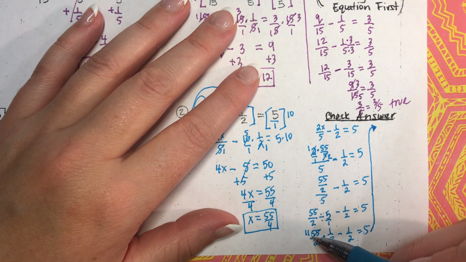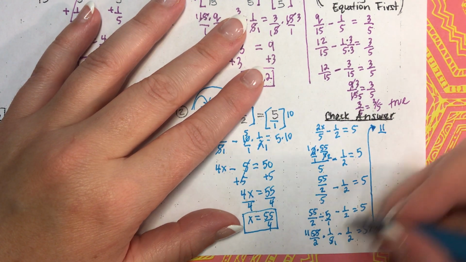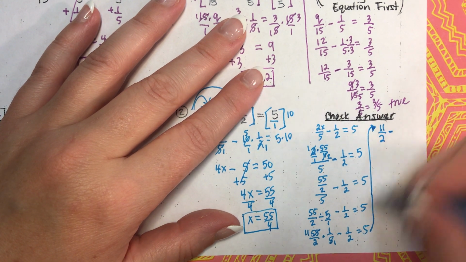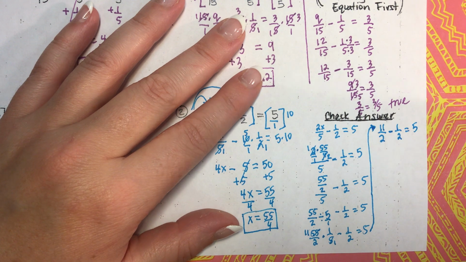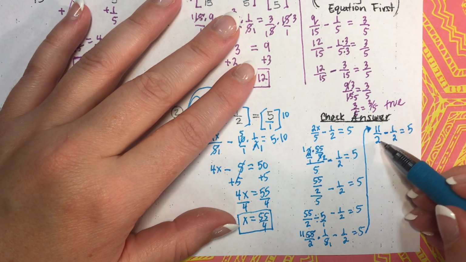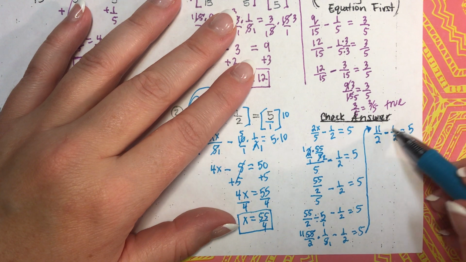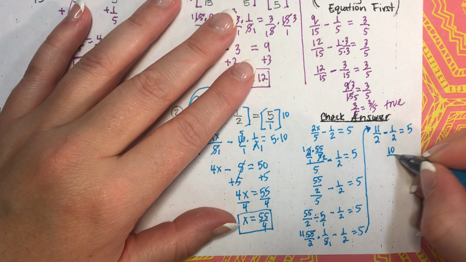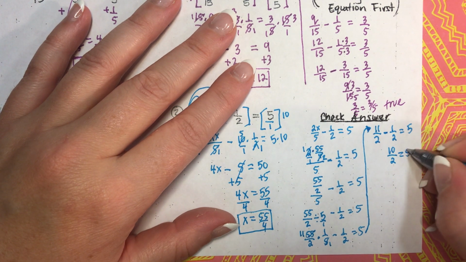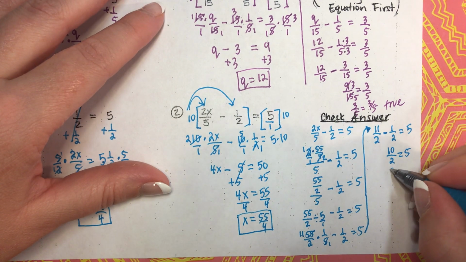So, what do I have? I multiply across. 11 times 1 is 11 over 2 times 1 is just 2 minus 1/2 equals 5. This is nice because now we have a common denominator of 2. So all we need to do is subtract these numbers on top. 11 minus 1 is 10 over 2 equals 5. And then we just need to simplify this. 10 divided by 2 is 5.